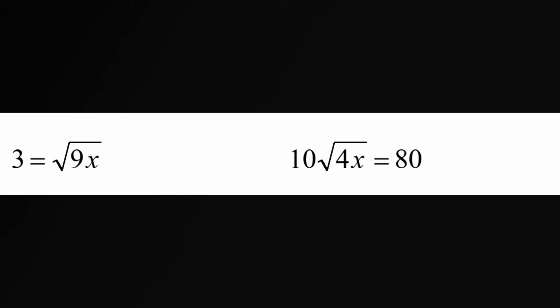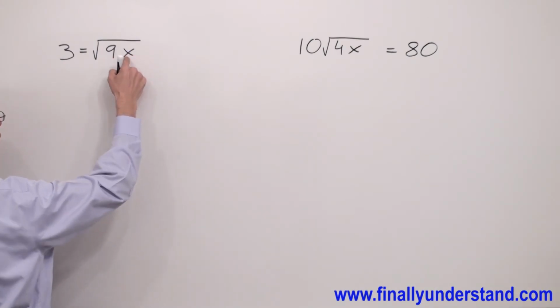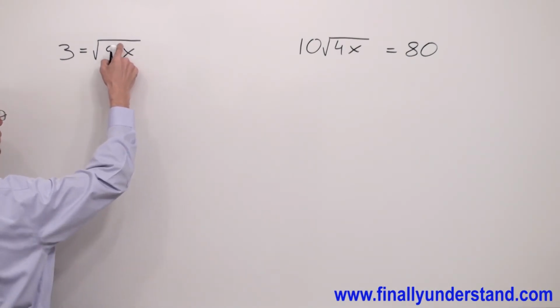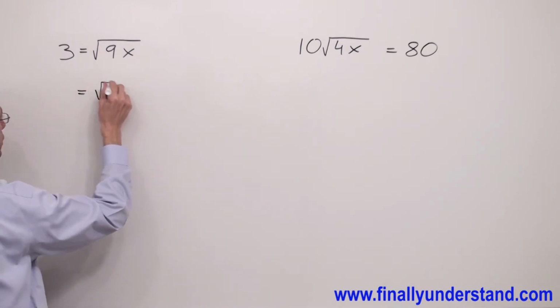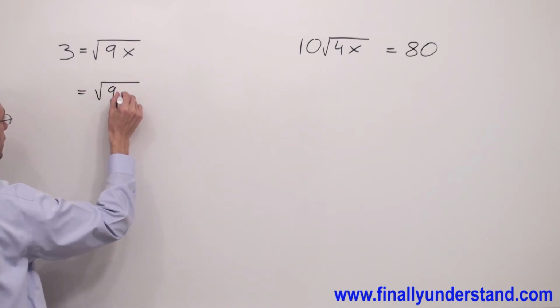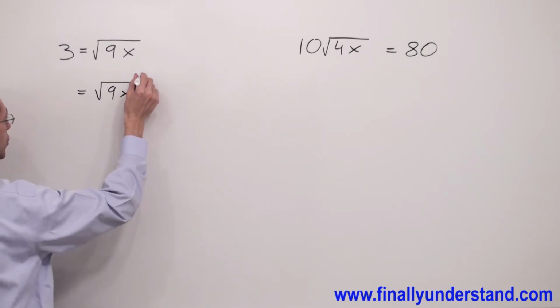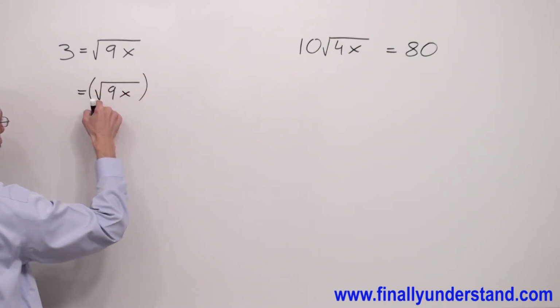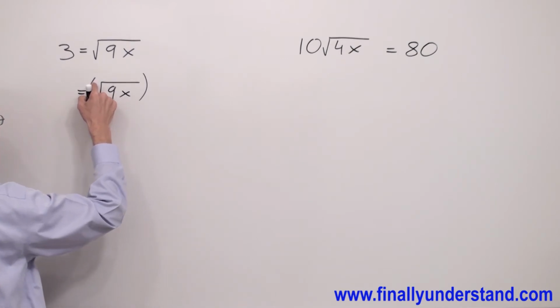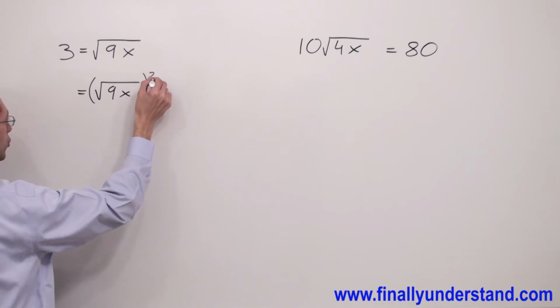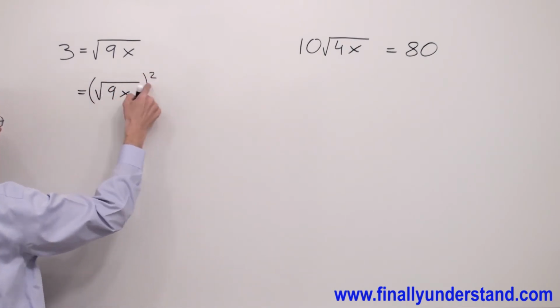Let's take a look at this radical equation. I have x under the radical sign. In order to find the value of x, I have to eliminate the radical. Remember, anytime you want to eliminate a radical, you're supposed to raise the radical to the power which is equal to the index. Remember, anytime there is no number, there is always an invisible 2. That's why I'm going to raise this expression to the second power.